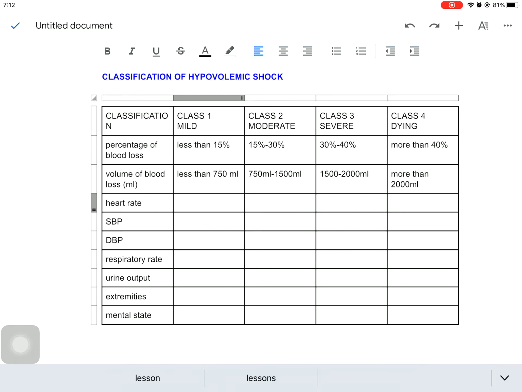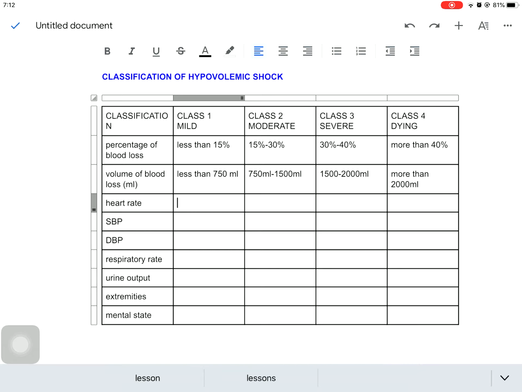750 milliliters. For class 2, about 750 to 1500 milliliters. For class 3, about 1500 to 2000 milliliters. For class 4, it will be more than 2000 milliliters of blood loss. Alright, so we get into the parameters, or things that we need to know.